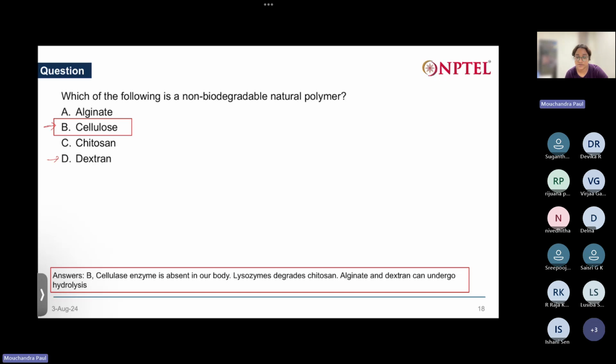You should also know why alginate biodegrades, how chitosan biodegrades in your body, and then dextran. Anyone? And porosity is much more than cellulose, that's why.